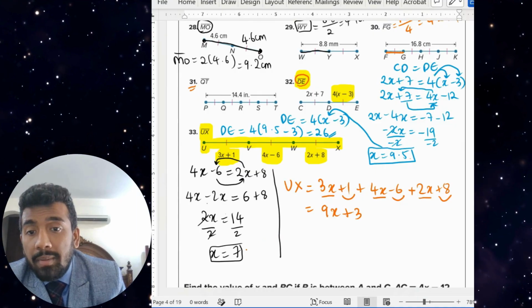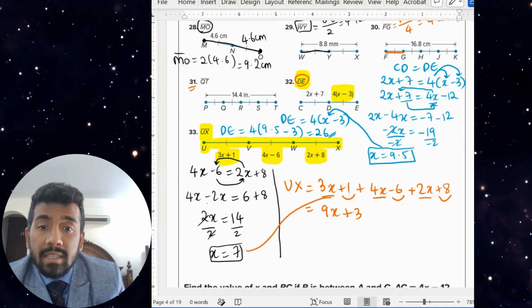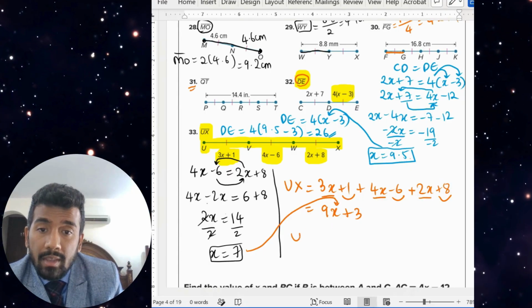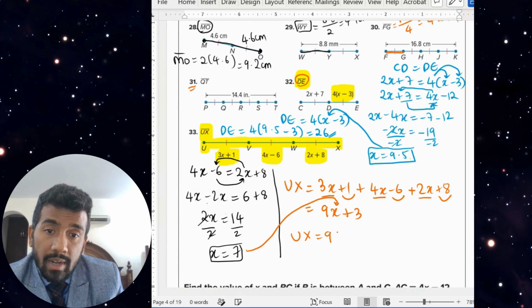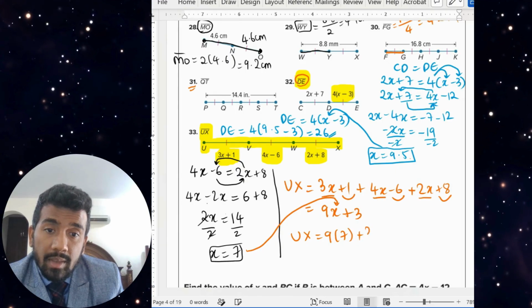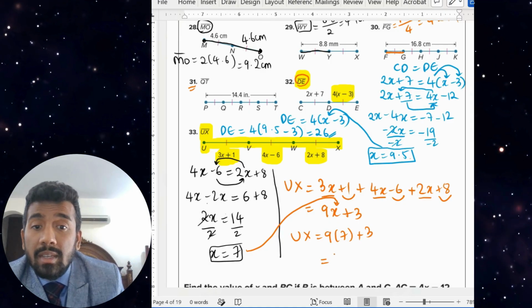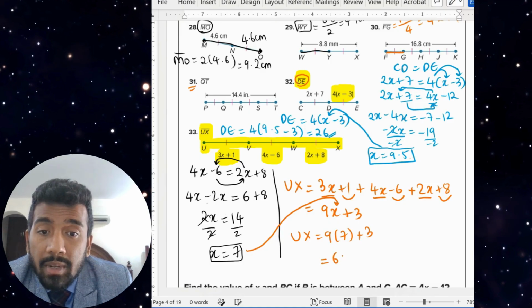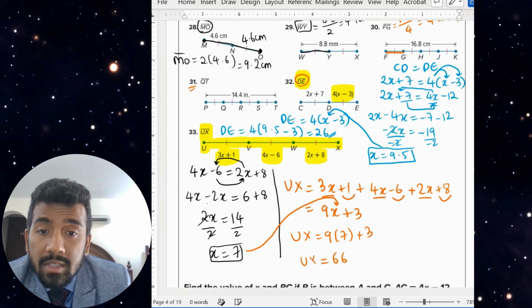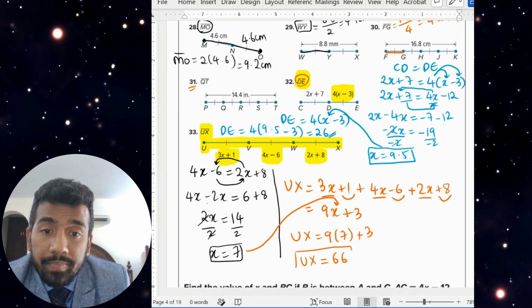The last step, put the x 7 here. Okay. So what you get, UX is what? 9 times 7 plus 3. Now what is 9 times 7? 63. 63 plus 3, 66. Okay, so that's your answer.